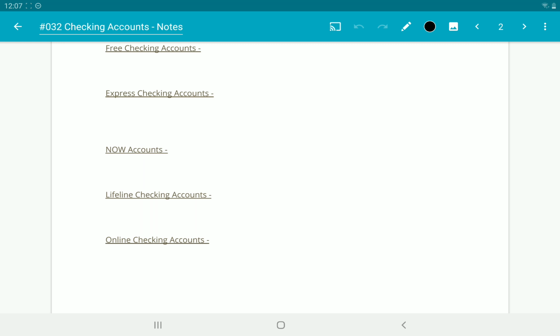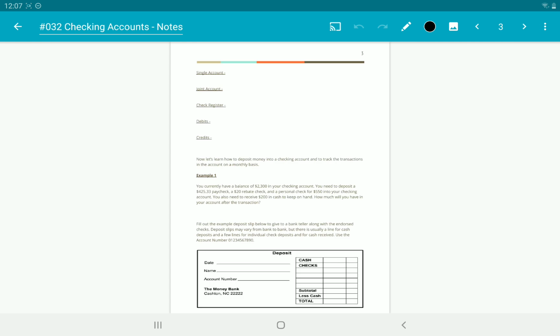A Lifeline checking account is for low-income consumers. Fees and minimum balances are either low or non-existent. And then online checking accounts are completely online. They offer 24-hour access to funds, and you're able to make payments quickly and securely at any point in time.